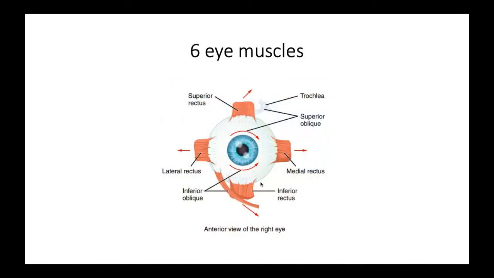So again, here's another picture. And here is the person's right eye. So let's say their left eye would be here and the nose would be here. So we see medial rectus pulls the eye in, lateral rectus pulls the eye out, and then you have superior rectus, inferior rectus. You have your superior oblique muscle going through the trochlear, and then you have your inferior oblique muscle. So those again are the 6 muscles of the eye.